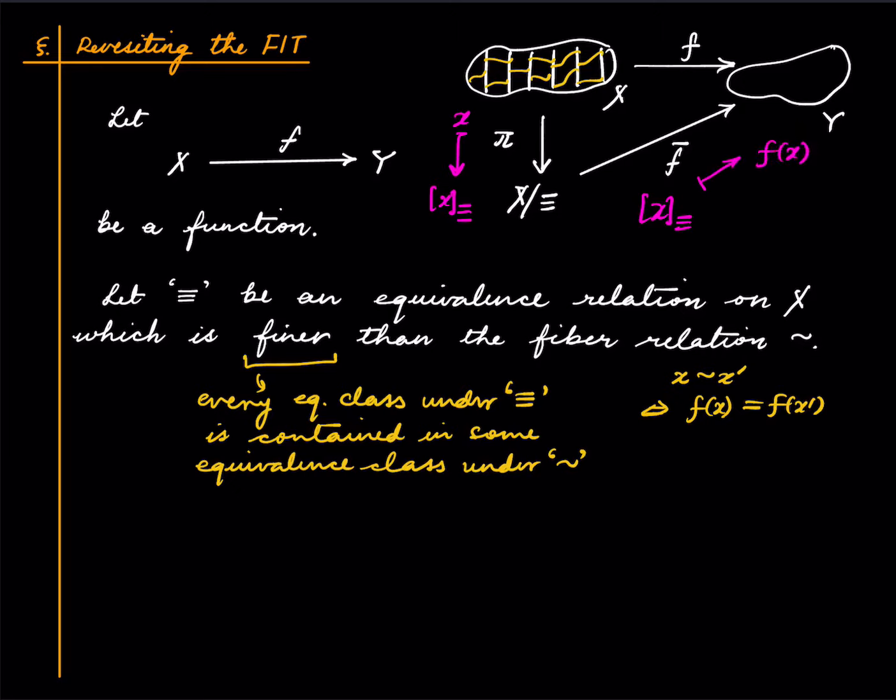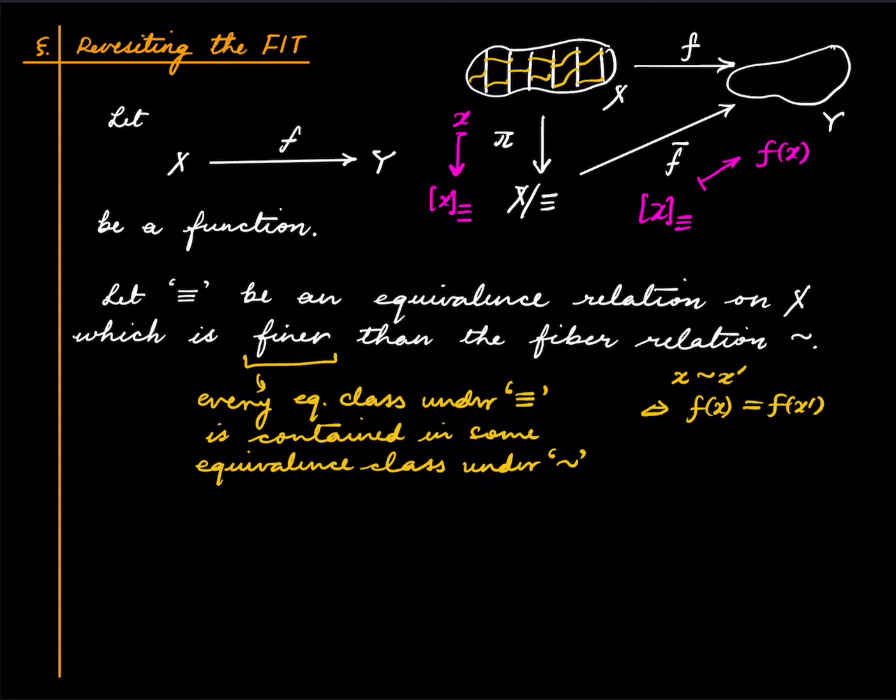Now again, f bar is defined by representatives, so we need to check well-definedness, but that is clear because if this is equal to x prime, if this equation holds, then that means x and x prime are in the same equivalence class under this equivalence relation denoted by that. And therefore, they are also in the same equivalence class under tilde, because any equivalence class under this guy is contained in some equivalence class under tilde. And therefore, x and x prime are in the same fiber, and therefore f of x equals f of x prime. So if you have two different representatives of the same equivalence class, they will have the same image under f bar. So this is well defined.